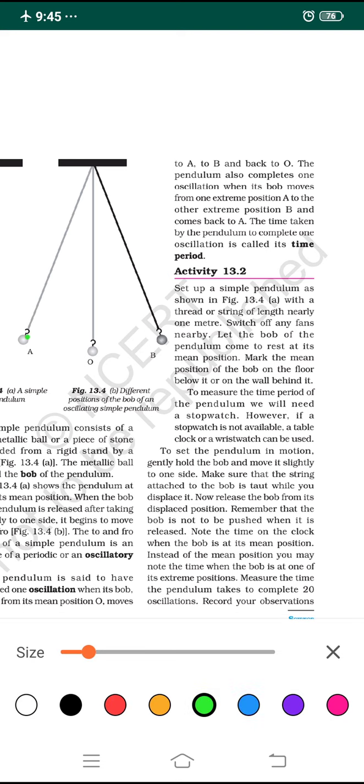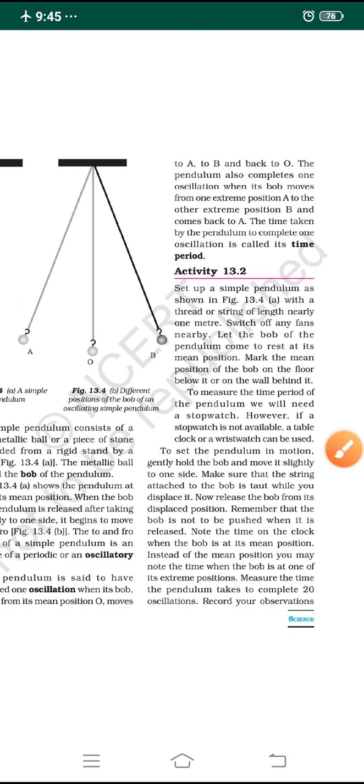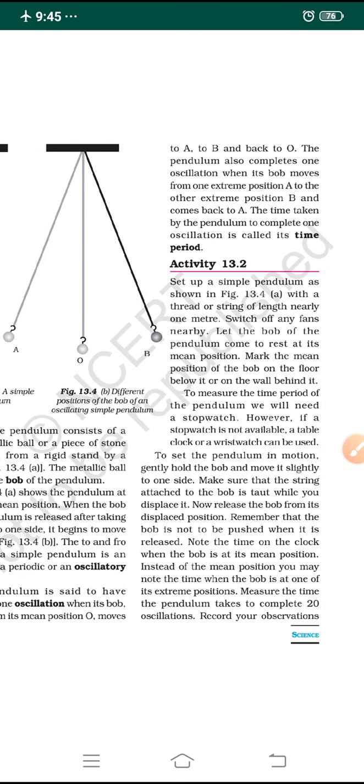A simple pendulum is tied with a thread to one rigid body. Tie it with a thread or any string of length nearly 1 meter. Means the length of that string or thread should be almost 1 meter. Also, switch off any fans nearby, because if a fan is moving, it may affect the motion of the bob. Hence you have to switch it off.